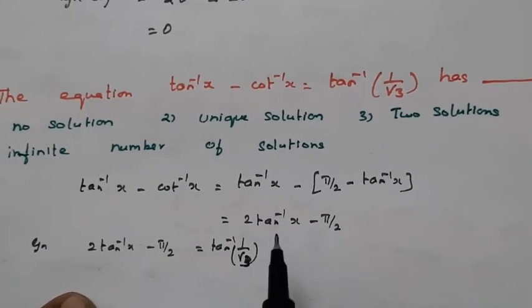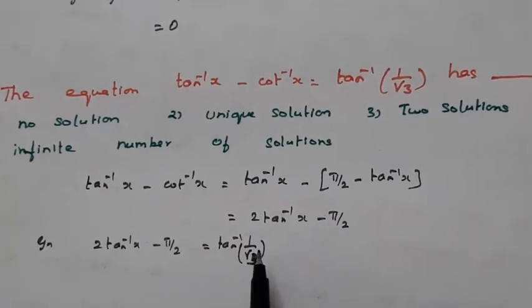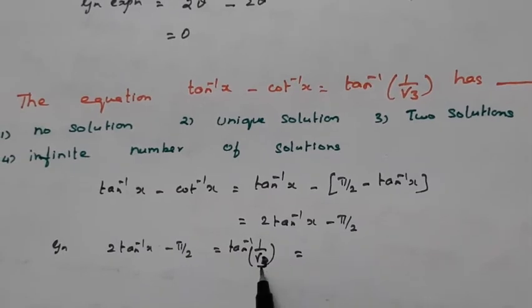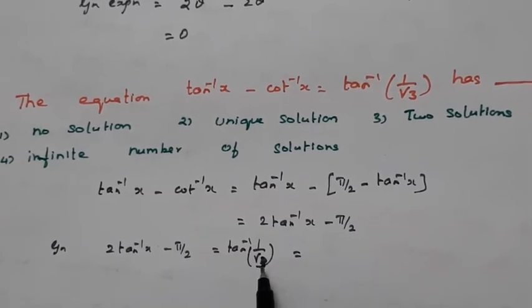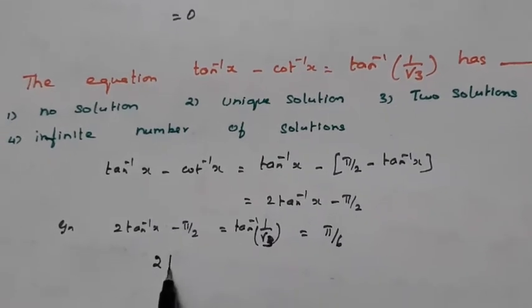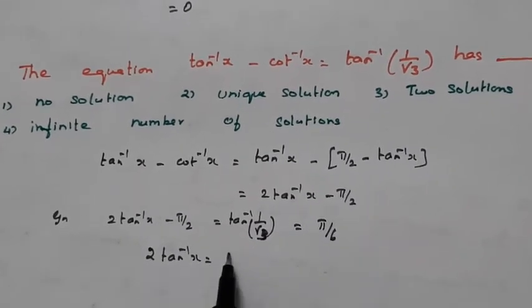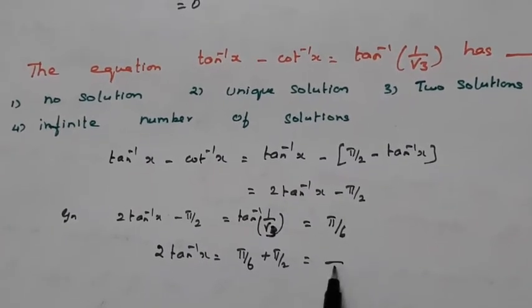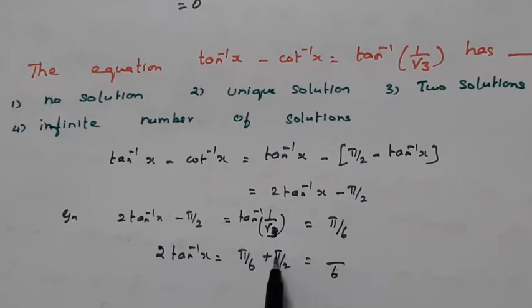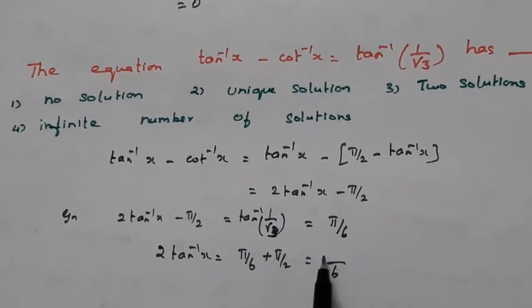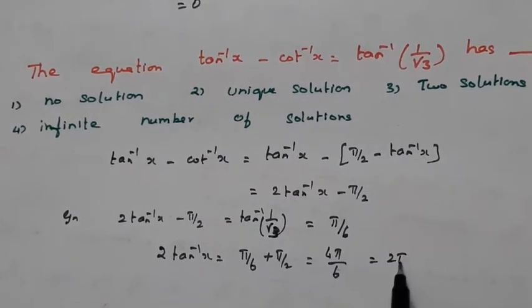So, what is tan inverse of 1 by root 3? So, tan inverse of 1 by root 3 is equal to 1 by root 3 means it is the tan value of 30 degree, that is it will be equal to pi by 6. So, 2 tan inverse of x is equal to pi by 6 plus pi by 2. So, let us simplify by taking 6 as LCM. So, pi plus again here 2 into 2 pi, that is 3 pi. So, 2 3s are 6. So, 3 pi plus pi, that is 4 pi, that is equal to 2 pi by 3.